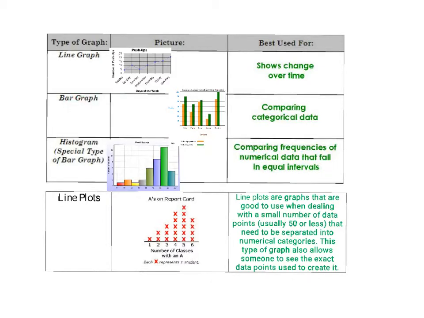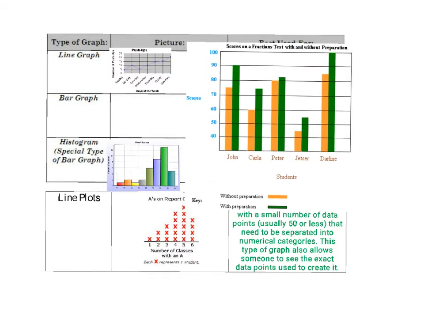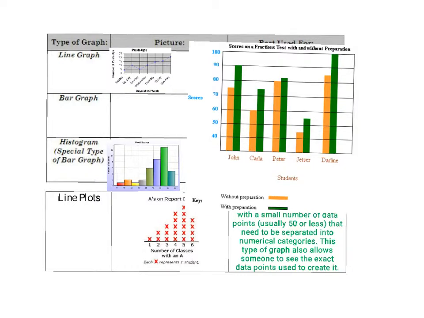A bar graph compares categorical data. So if we look at this picture, we have a bar graph, and here it's comparing John's scores and Carla's, the different students' scores, without preparation in the orange and with preparation in the green. And it's also comparing between people. So most of them in our lesson today will have the double. It'll be comparing within a category, but it could have single and just be comparing across students or whatever the label is here.